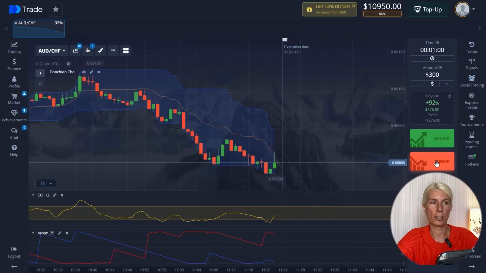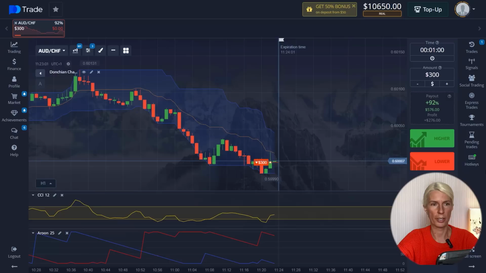The situation is contradictory. The signals are different, but I opened a down trade for 1 minute with $300. As you can see, the CCI line is going up, which indicates a possible price increase, and Arun, on the contrary, showed a decrease, and I agreed with Arun because I think the bearish trend has not ended yet, and the price will be able to decrease.